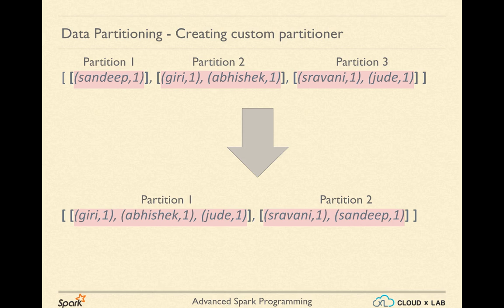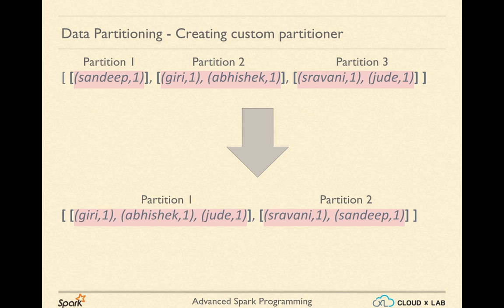We can also create our own kind of partitioner. We call this custom partitioner. Say we have an RDD with some partitions and we want to repartition it such that it creates two partitions. The second partition having all the keys starting with alphabet greater than J and remaining keys in the first partition.